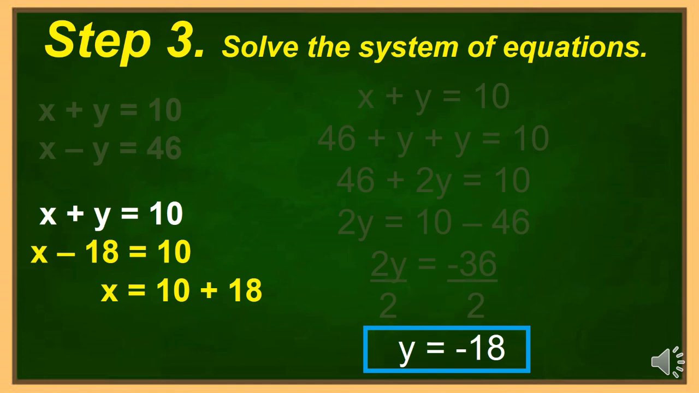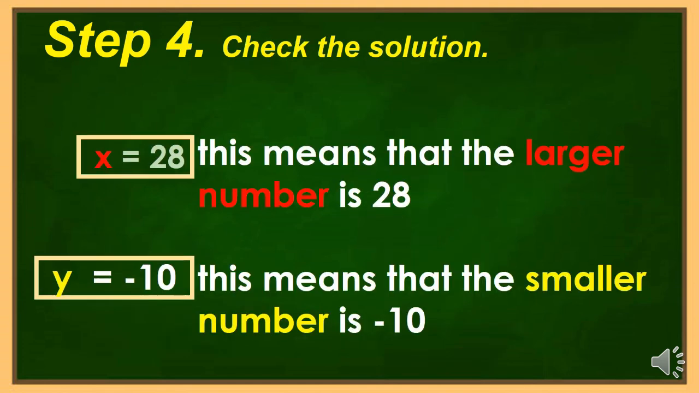Adding 10 plus 18 will give the sum of 28. So, the solution for x is 28 and y is negative 10. X is equal to 28. This means that the larger number is 28 and y is equal to negative 10. Remember, y represents the smaller number. This means that the smaller number is negative 10.